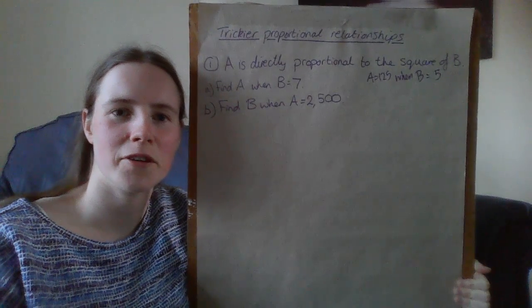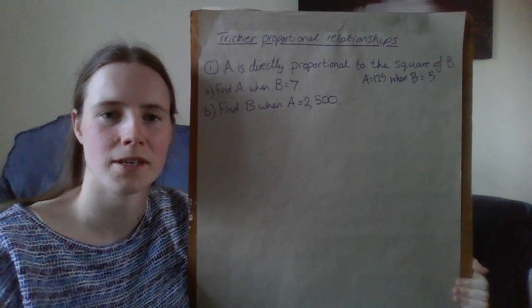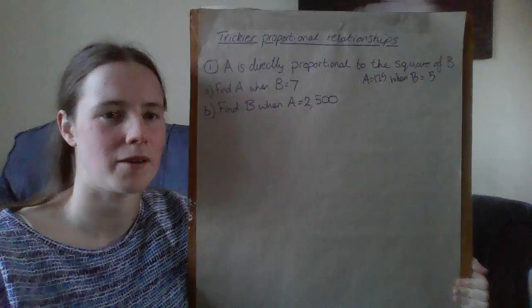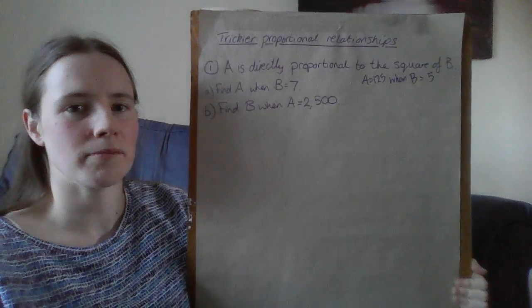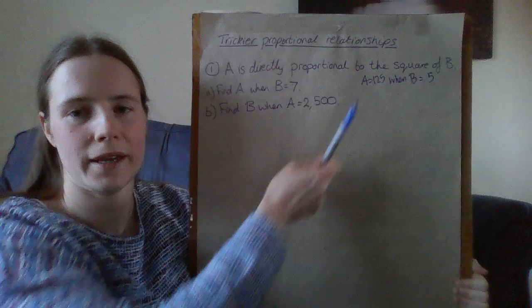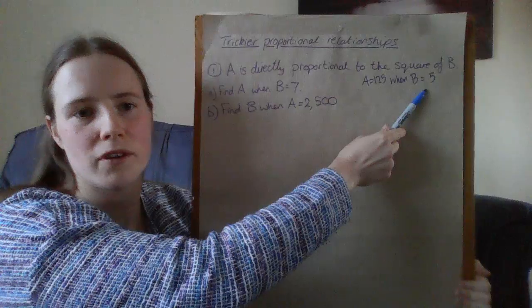Hello guys, I'm going to go through how to work out questions where you have trickier proportional relationships. I'm going to go through two examples and then there's some questions for you to do afterwards. So first question, we're being told that A is directly proportional to the square of B, and we've also been given a pair of values. A is 125 when B is 5.